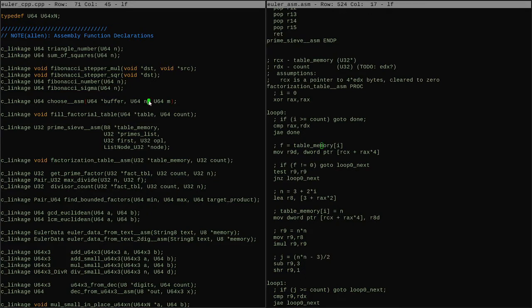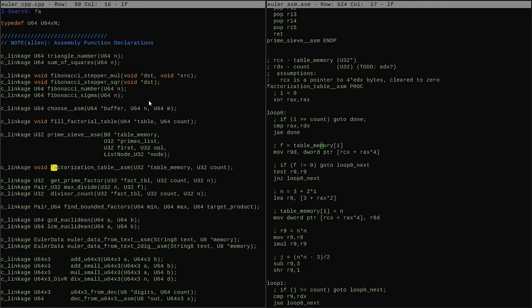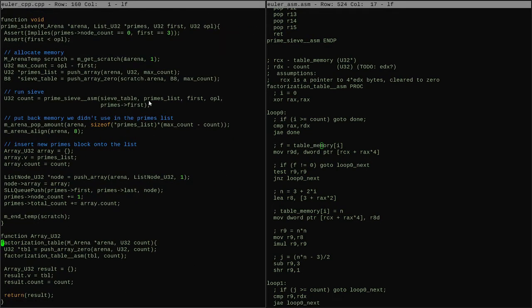Okay, factorization table. Eighth Mage, hello, welcome.